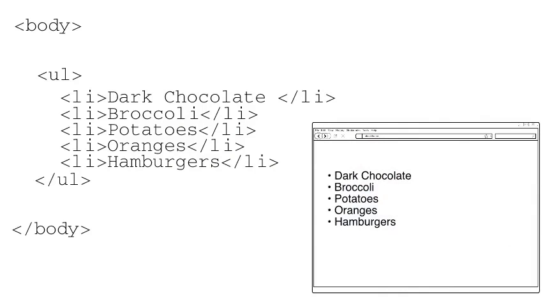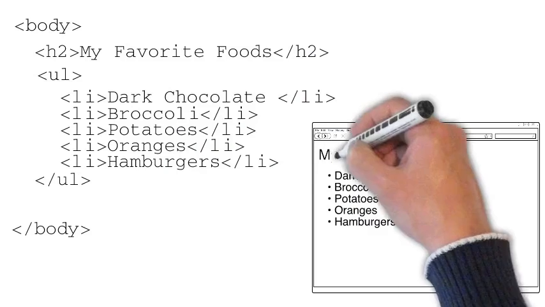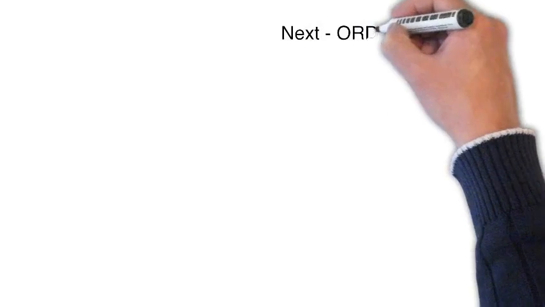So you're probably saying to yourself, hey, my list had a title. Well, the good news is that you already know how to do that. Go back to your code, add a header. For now, I'll just add an H2 tag, type my favorite foods, and then close it off with a /H2. Save the page, refresh the browser, and voila, there's your title.